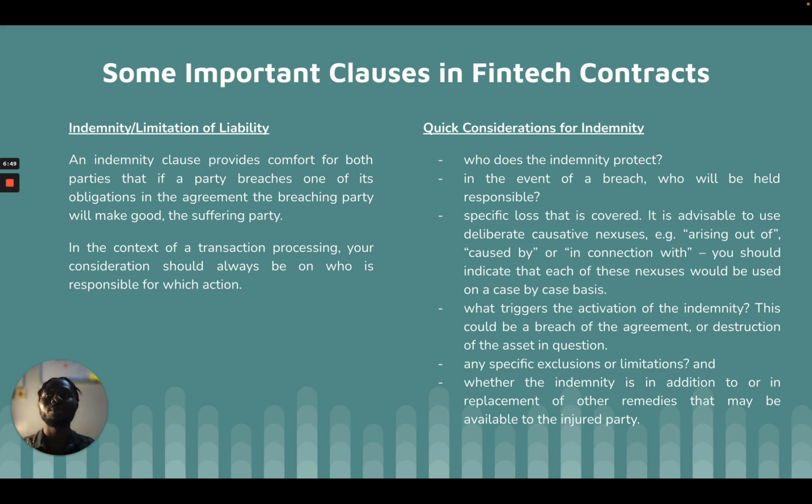But you want to use some kind of derivative terms, like arising out of or caused by or in connection with, so that you don't have a very broad indemnity provision, right? So you want to have something that is specific. You want to know what this indemnity is related to, and that makes sense, and it should be treated on a case by case basis. But again, it depends on which side you are on.